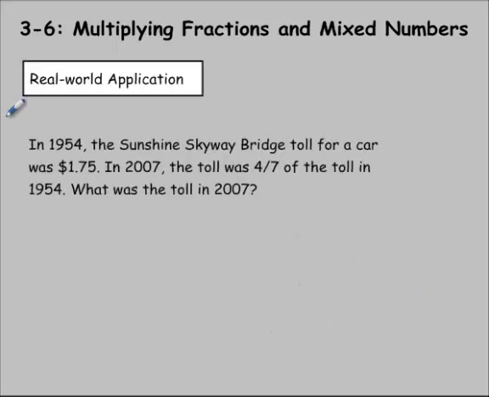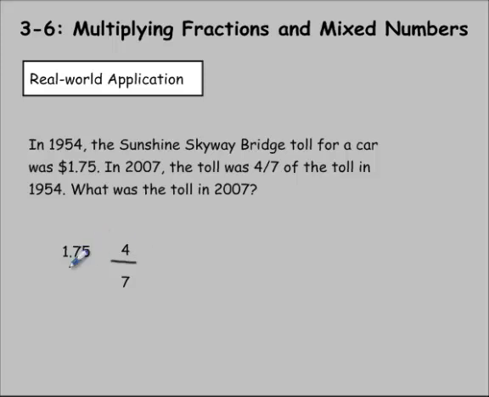So let's do a word problem then. In 1954, the Sunshine Skyway Bridge toll for a car was $1.75. In 2007, the toll was 4/7 of the toll in 1954. So what was the toll in 2007? It was $1.75. Then we need to multiply that times our fraction, 4 over 7, because it was 4/7 of that.